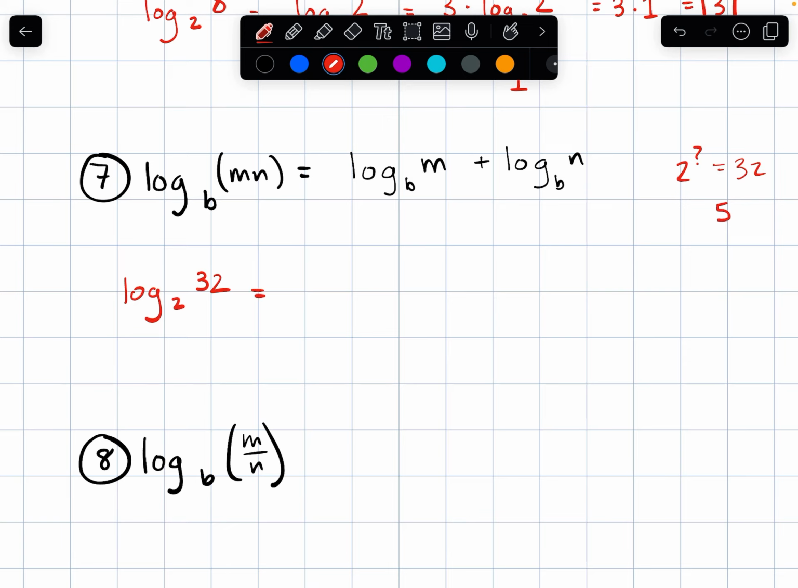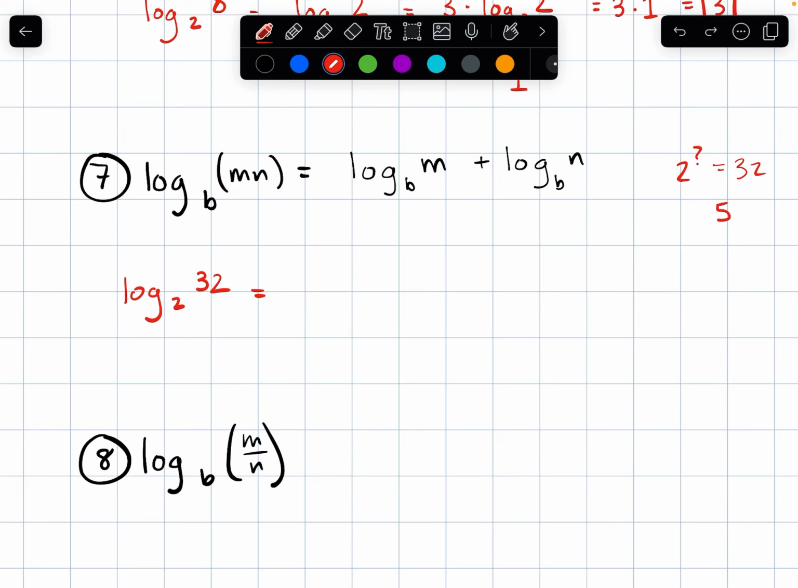So I'm going to split this up. We know that 32, I'm going to write it as the product of two numbers. So you could pick 4 times 8, you could pick 2 times 16, you could pick 1 times 32. Whatever two numbers you want to use. You could even do 64 times 1/2 if you wanted to. You get to pick whatever two numbers you want to multiply together.